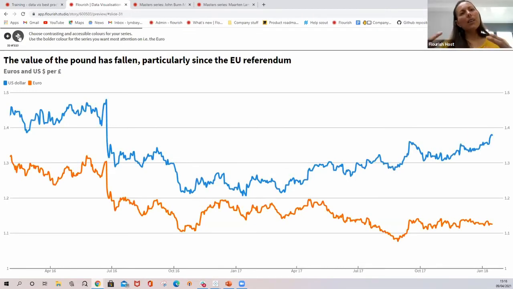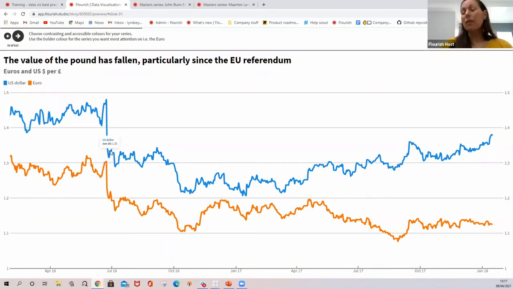Then the next colour choices, and again, things that you can think about in your colour palette, is you should be using contrasting, accessible colours, so people can easily see the difference between them. They're contrasting, and you're choosing a bold colour for the thing that you want to stand out. So here we chose bold because we wanted to put a bit more emphasis on the euro, but in later examples you'll see where colour really makes a big impact.